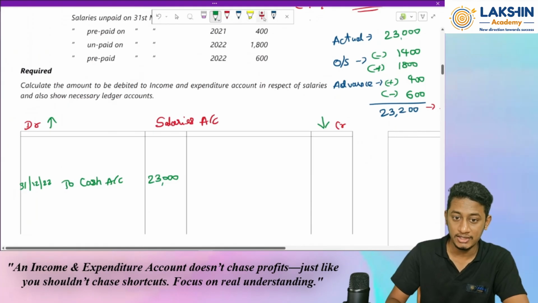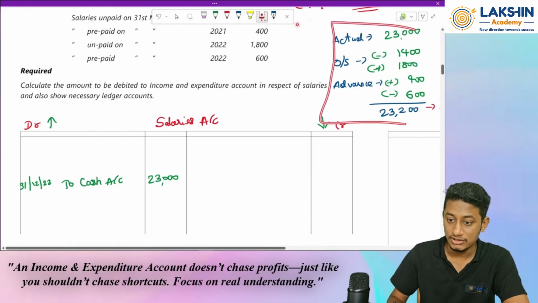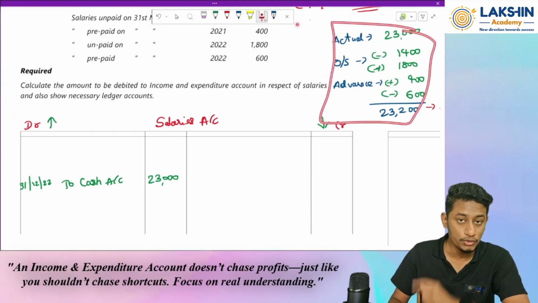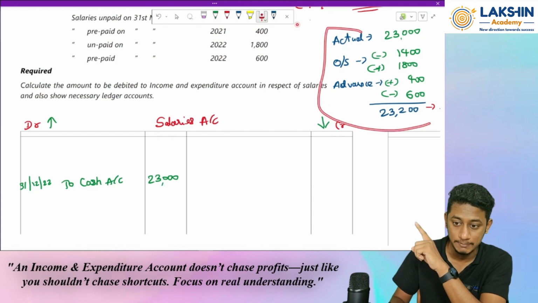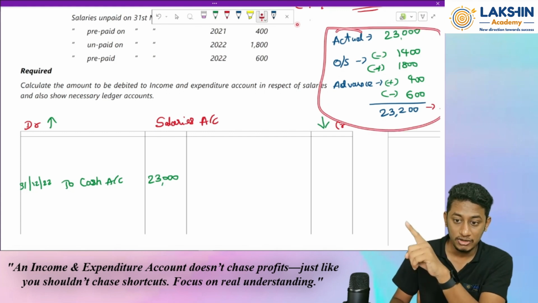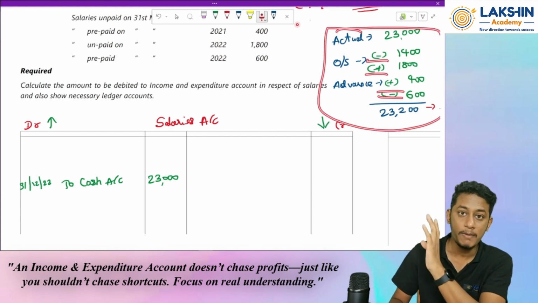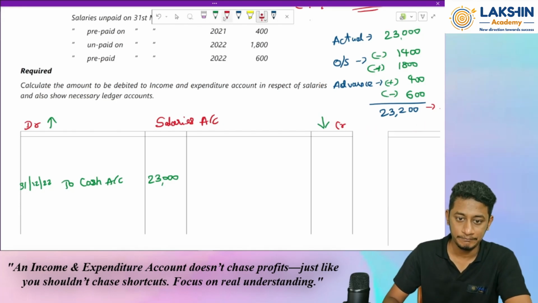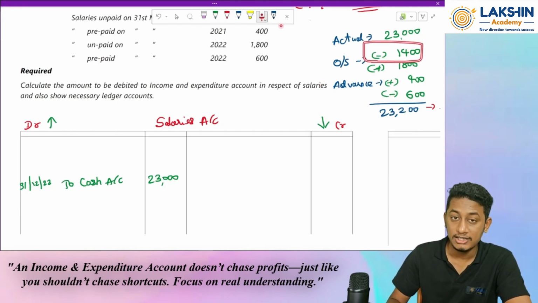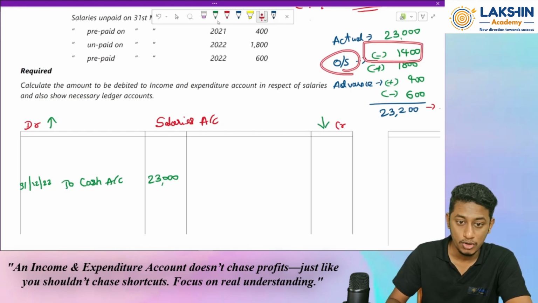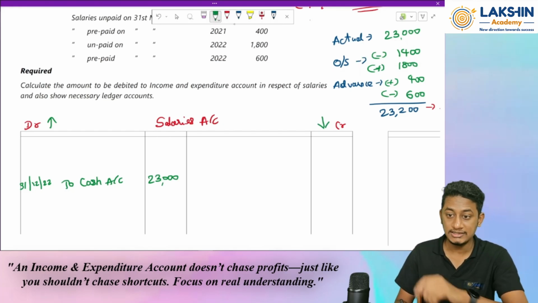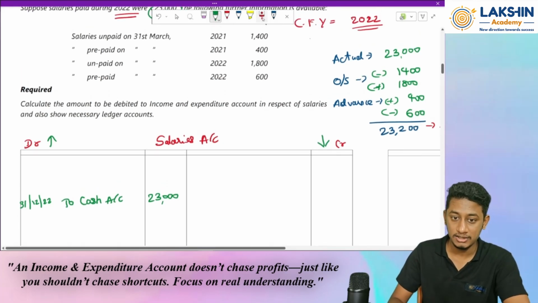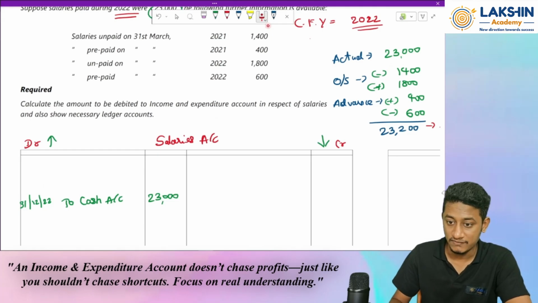Then going further, now only look at this. See, using the question that was given, we have prepared this part, right? So now depending on this part, add or less, we need to pass the entries. Now let's see how to pass it. So first one, rupees 1,400 deducted as outstanding. So what do I do? See, since this was paid in the beginning of the year, it will be taken to the beginning of the year.